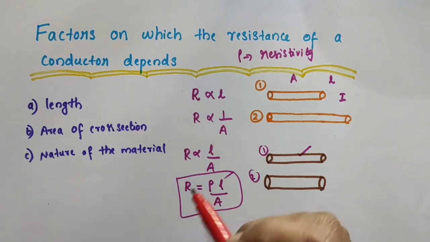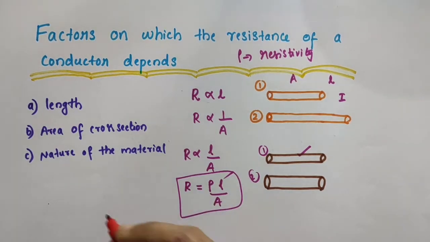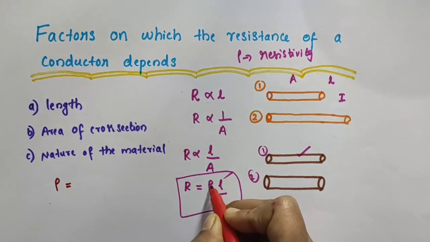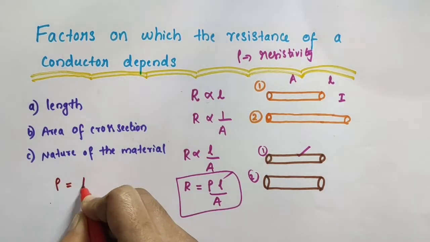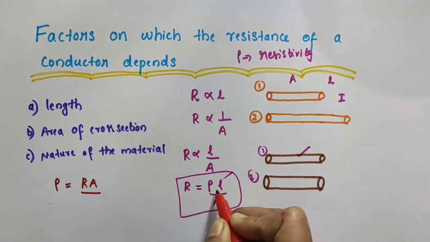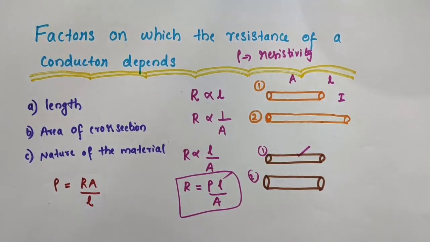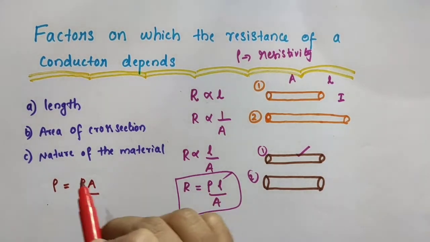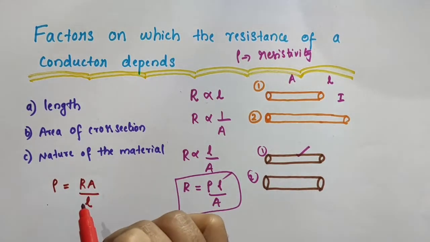So first of all, I'm writing one equation. Rho equals, I'm taking A to this side, so that goes to the numerator, so R into A. Then I'm taking L to this side, that goes to the denominator, so divided by L. From this expression we can write rho equal to RA divided by L.